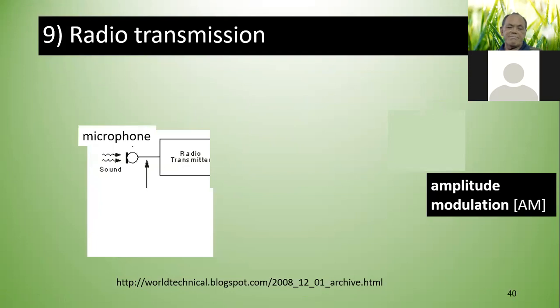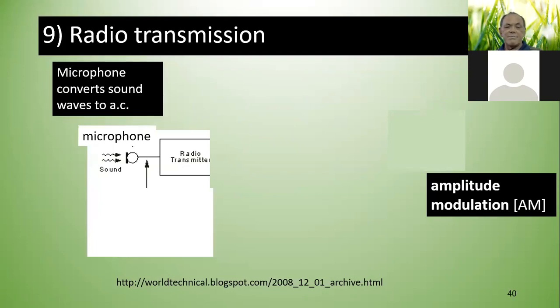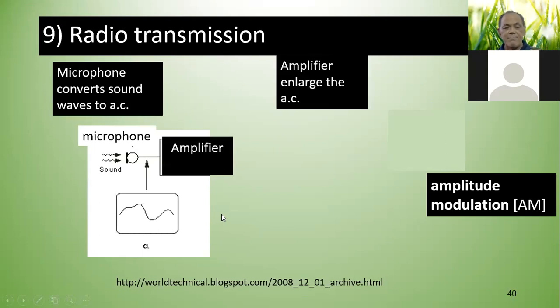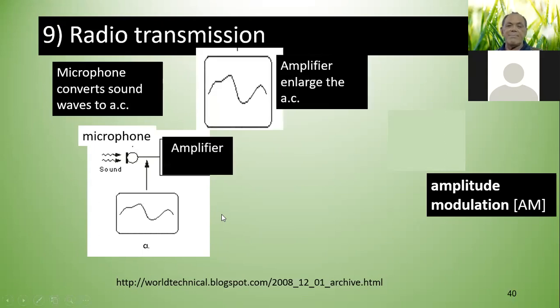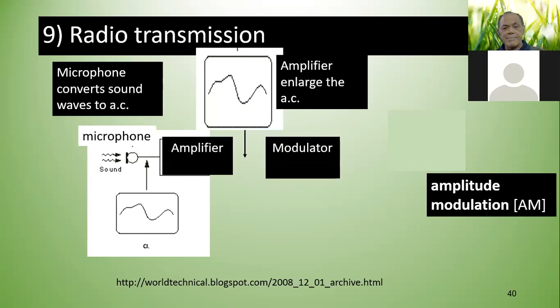Radio transmission. You have a microphone, with sound wave going into the microphone. The sound is converted into the form of alternating current of the sound. That's how we get the alternating current of the sound. And then since it's soft, you have to amplify. So we have an amplifier to make the amplitude larger. Then we need a modulator, where we add a carrier.